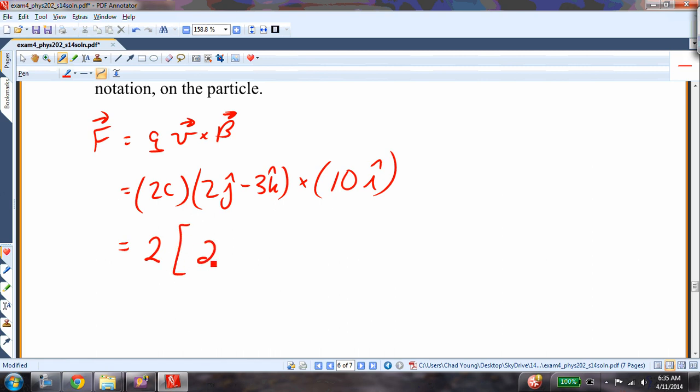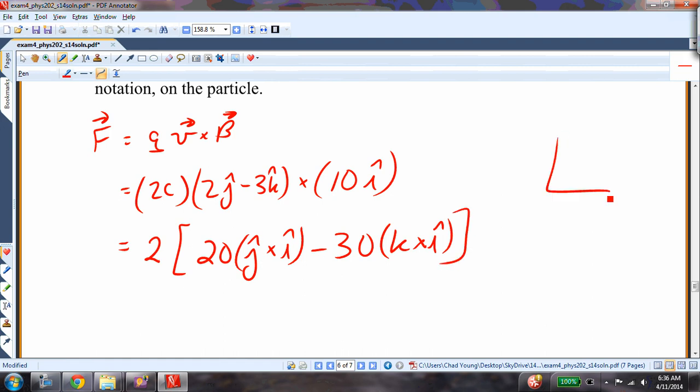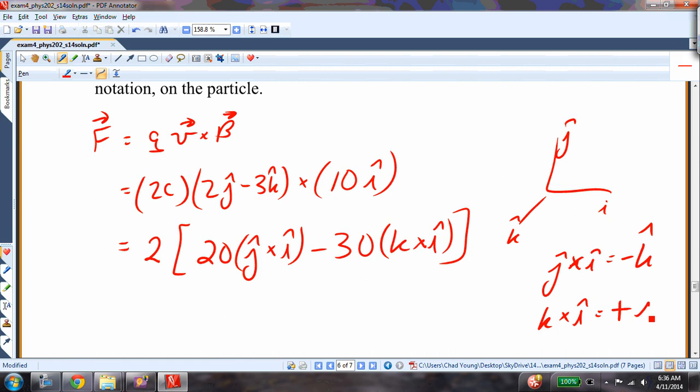Right, so I have 20 J cross I minus 30 K cross I. And do your unit vectors, I, J, K. You find that J cross I, if you do your right-hand rule, or if you just remember this or whatever, it's equal to negative K. And then K cross I, what is K cross I? K cross I is positive J. And so this is going to be 40 times J cross I, which is negative K, so negative 40K. And then K cross I is positive J, so minus 60J.